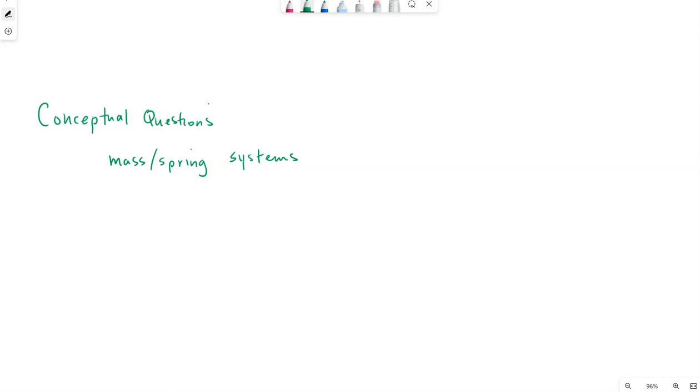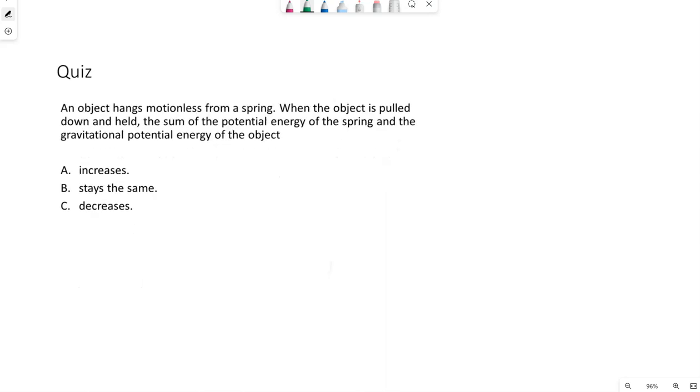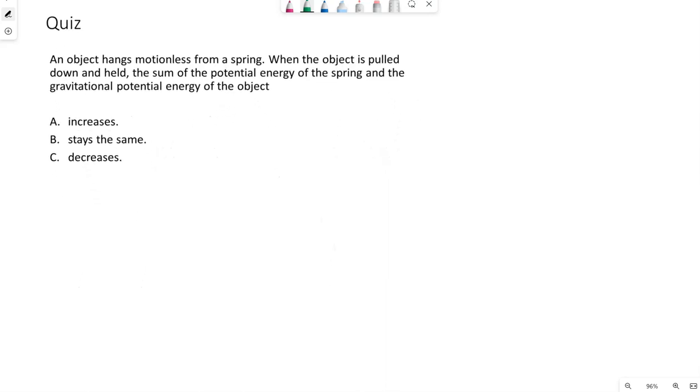We're going to go through a few conceptual questions that involve mass spring systems. So we know a mass on a spring can oscillate. Again, try answering these questions on your own, and then watch the solution to make sure you understand the correct answer. So here is our first question.